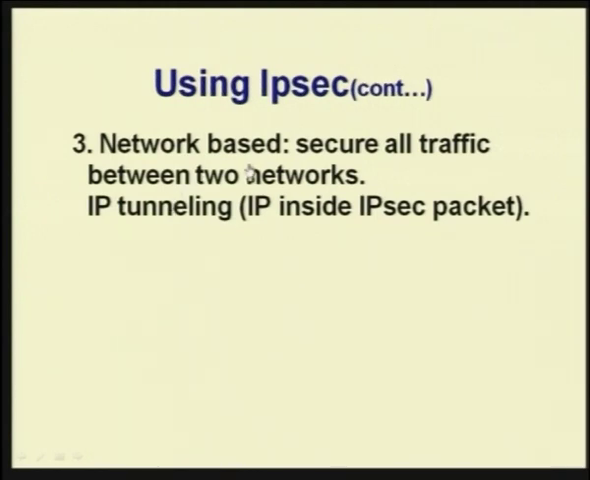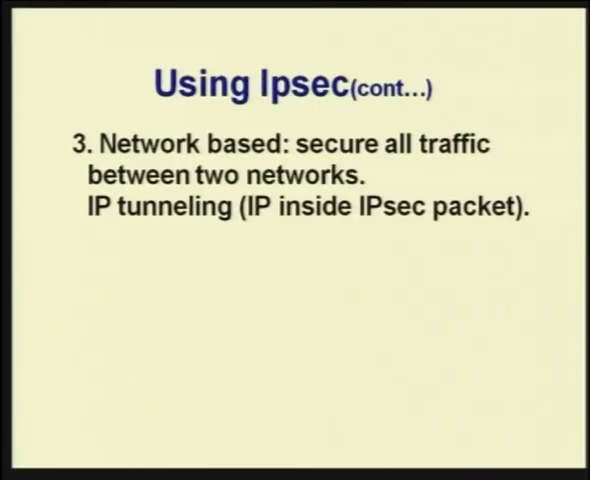Okay. The third option we have is a network based connection, that is you secure all traffic between two networks. Okay. In this case, we use what is called as the IP tunneling feature. We will take a look at this shortly, in which IP is sent inside an IPsec packet. Okay. We will take a look at what this means, but this allows you to secure the complete traffic that you have between two different networks. Okay. This is another possibility. So, IPsec can be used to provide security at these three different levels. So, we have the choice of choosing the level of security that is provided by IPsec.